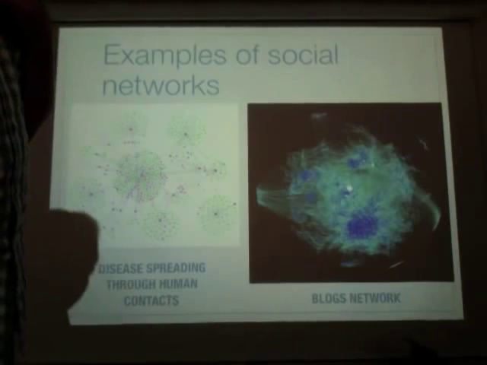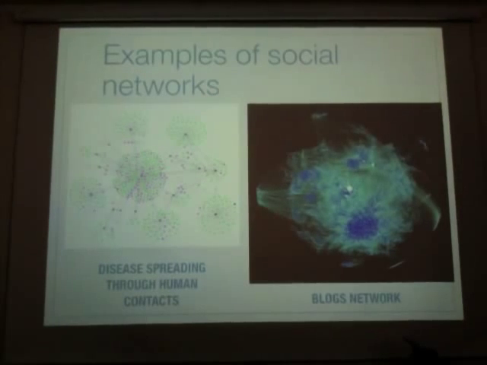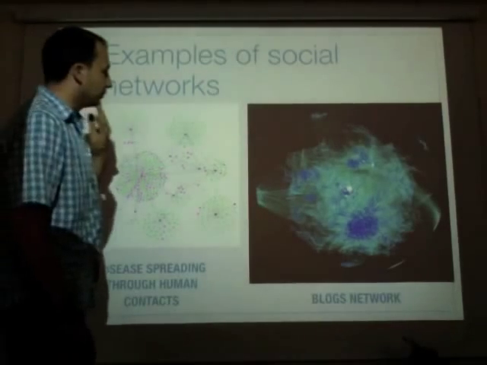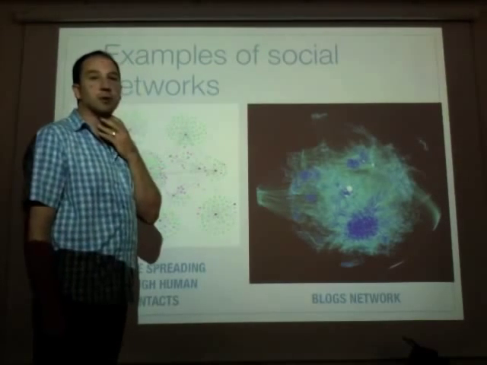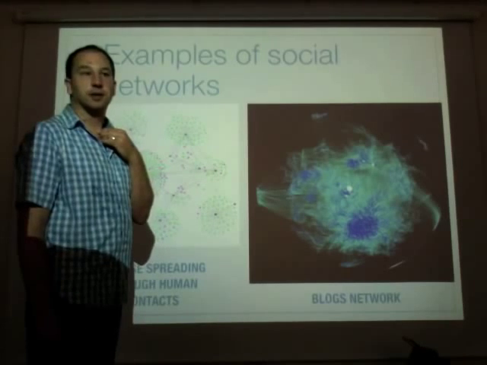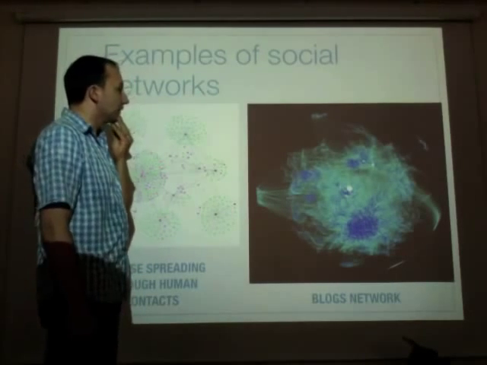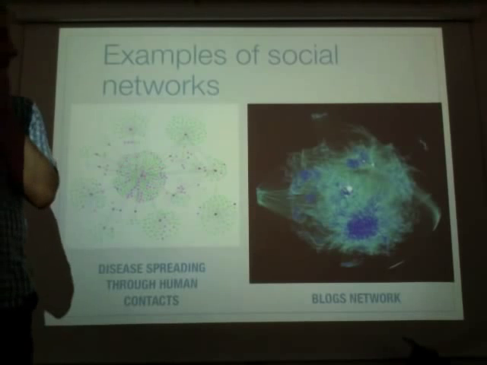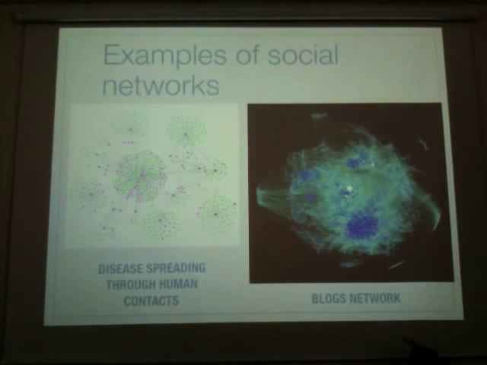So another example is the blog network, so the connections between blogs. As you see again, representing such a huge graph is not an easy task, and it's hard to tell whether we can say anything from the picture. And here you have the example of disease spreading into a social network.